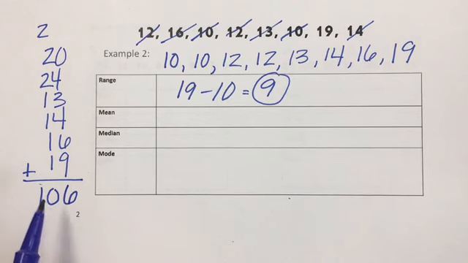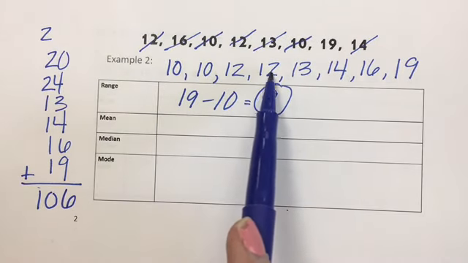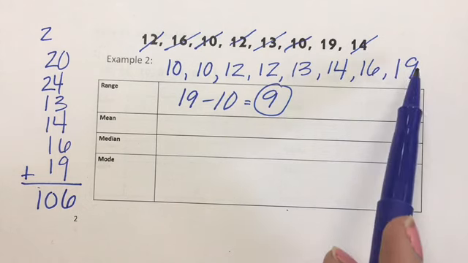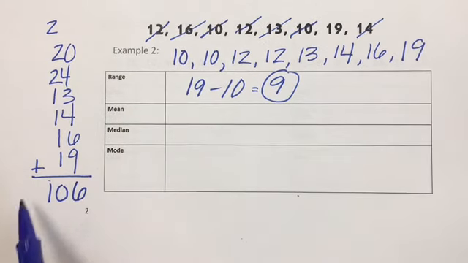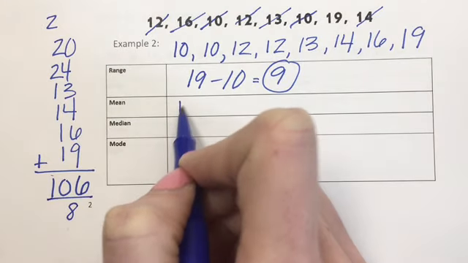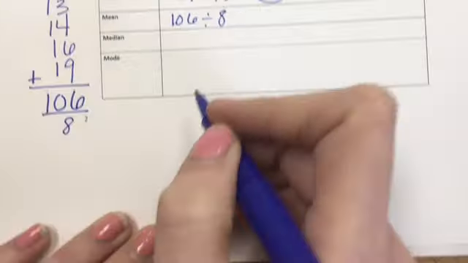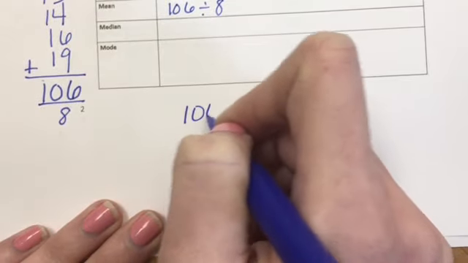Okay, that's the sum of the scores. Now remember, that's not the mean, that's just the sum of the scores. We have to divide by the quantity. So there are 1, 2, 3, 4, 5, 6, 7, 8 scores. So we're going to have to take this and divide by 8. And we'll write that in here so you guys can see it. 106 divided by 8. Let's write out our division box. I'm just going to come down here and do it.